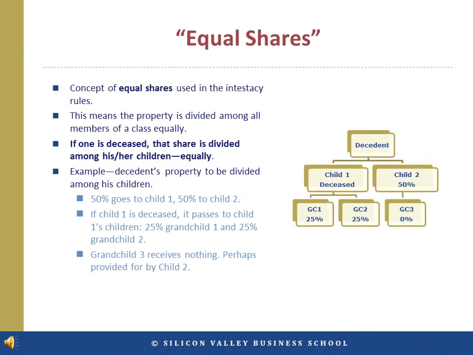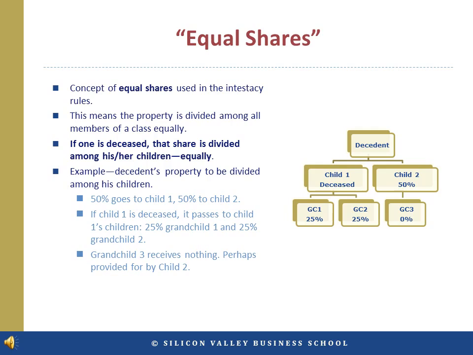The Intestacy rules of the California Probate Code often refer to equal shares. This means the property is divided among all members of a class equally. If one member of the class is deceased, that share is divided among his or her children equally. As an example, if the decedent's property is to be divided among his children in equal shares, 50% goes to child 1 and 50% goes to child 2.